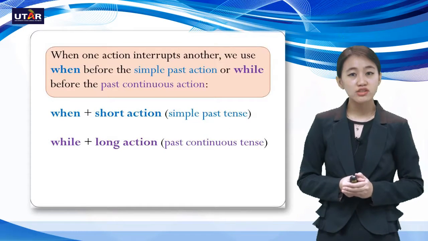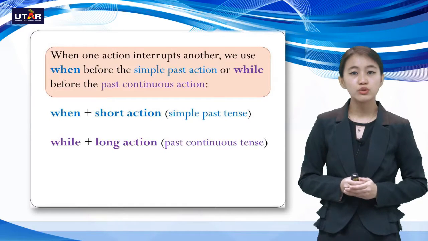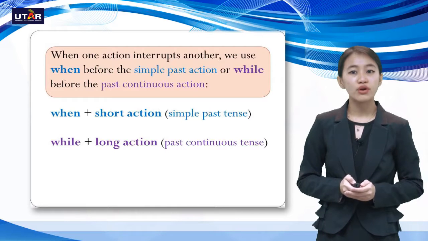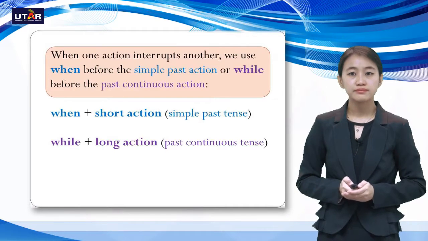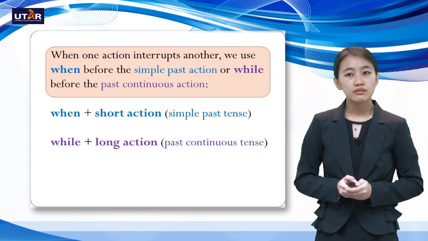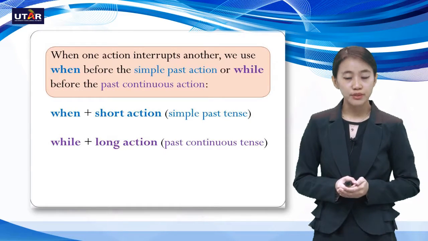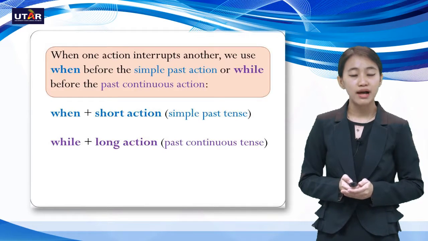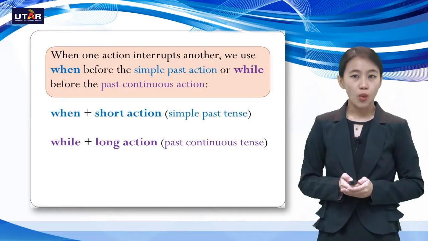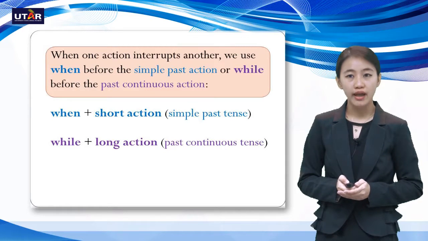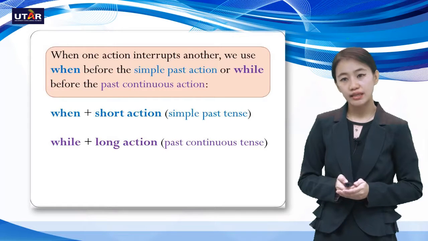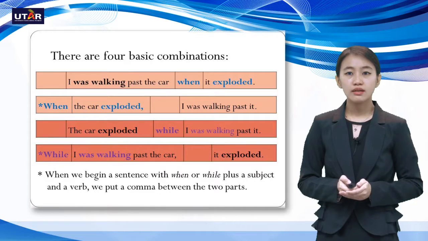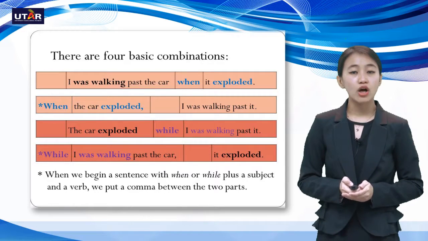Next, when one action interrupts another, we use when before the simple past action or while before the past continuous action. So this is a simpler form: when plus short action to indicate simple past tense. While will be followed by a long action, which will mean it is in past continuous tense. So there are 4 basic combinations here.